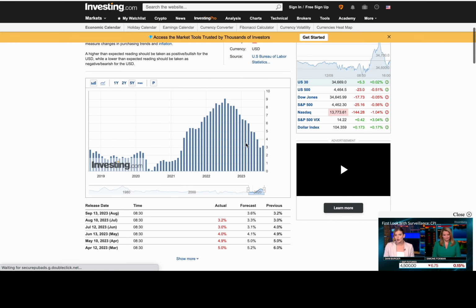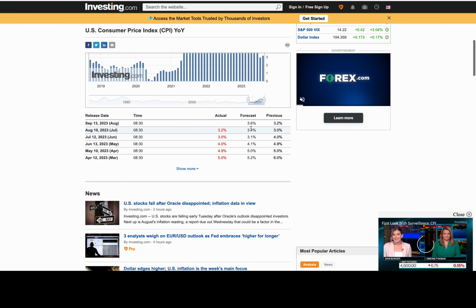CPI, I'm looking at CPI on investing.com here. The forecast is 3.6%, alright? The previous was 3.2 back on August 10th. It came in lower than expected. We're expecting an increase on CPI.